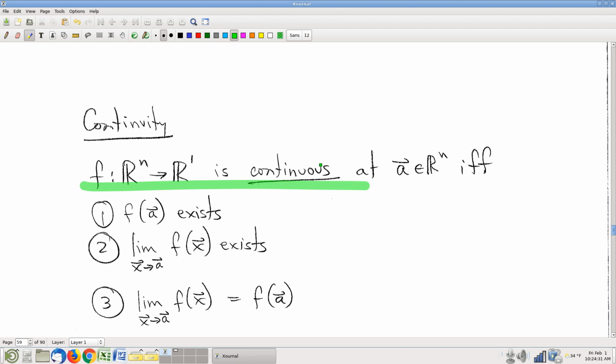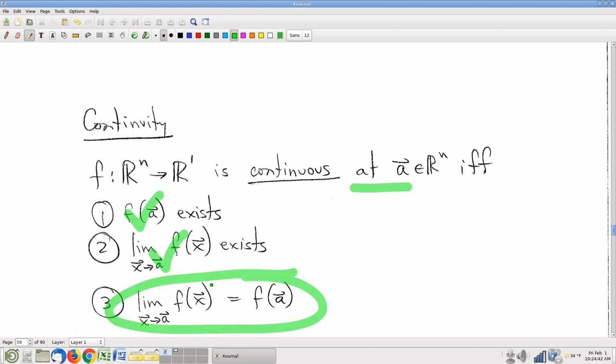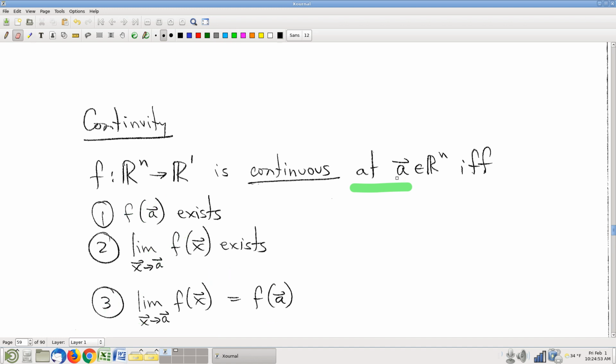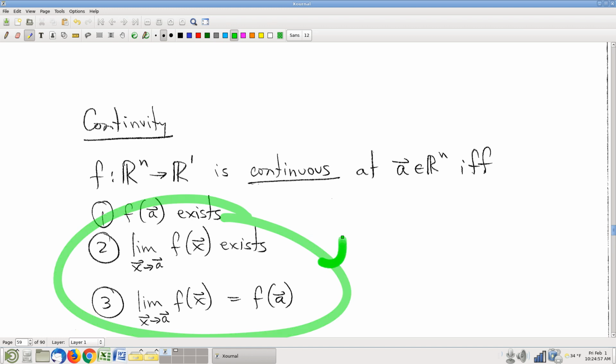Okay. And we're going to make the same definition here for a function to be continuous at a point a. The value of the function has to exist. The limit has to exist. And those two things have to be equal to each other. It's practically a theft of the definition that we made in the single variable case, straight out of the single variable case. If these conditions are satisfied, then you can conclude that the function's continuous.